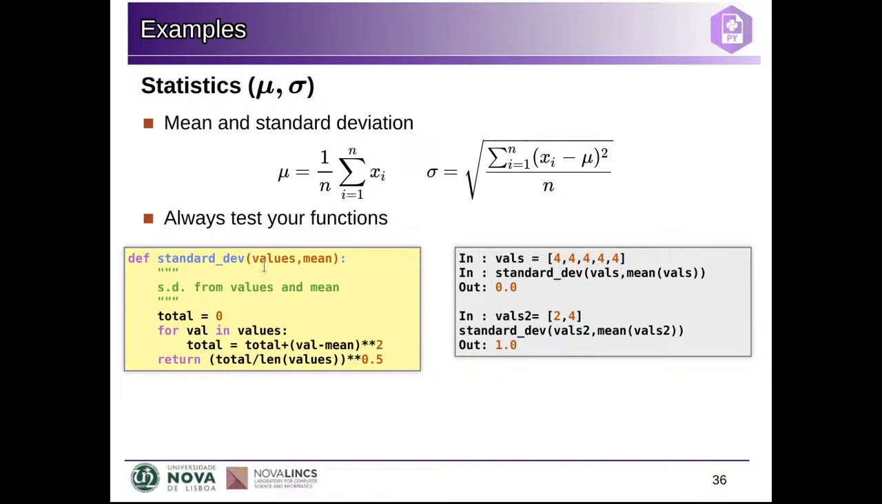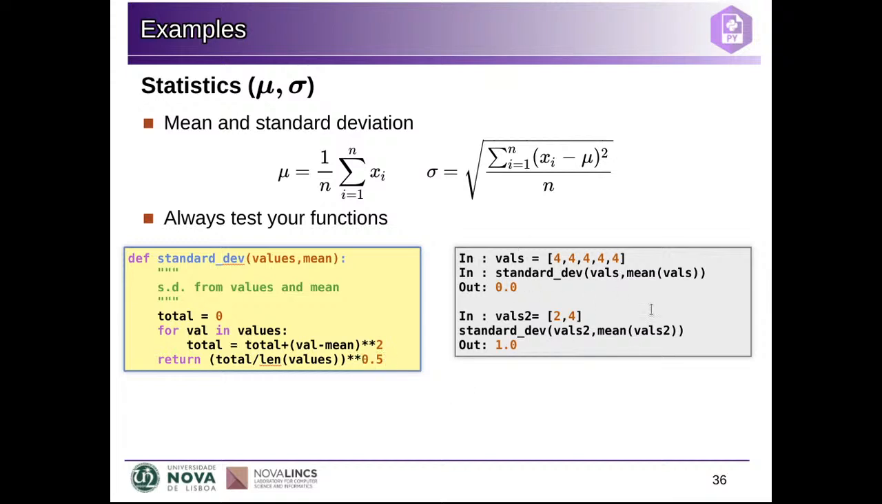The standard deviation receives the values and the pre-computed mean and basically implements this expression here. So we start total at 0 and we add to our total each value minus the mean squared. So this part here, and we are doing this sum with the loop. And now we divide this by the number of elements and we take the square root, which is the same as raising to 0.5.